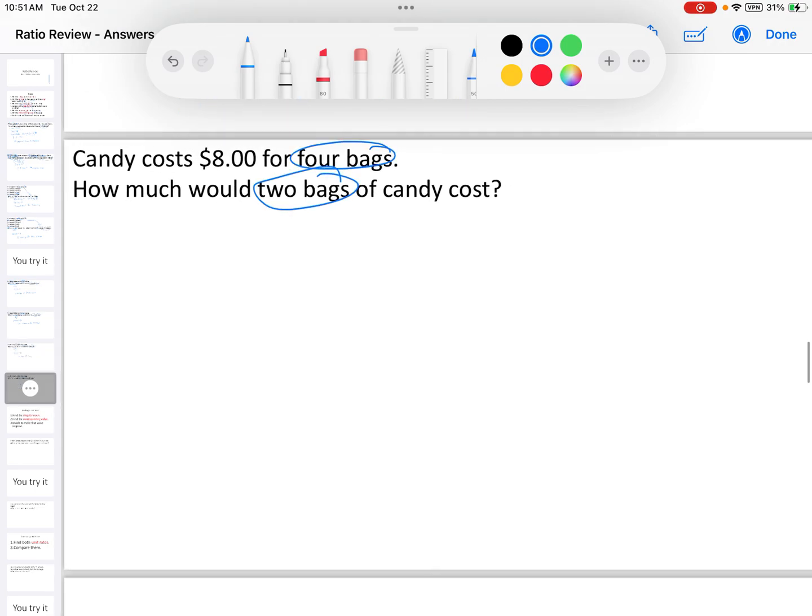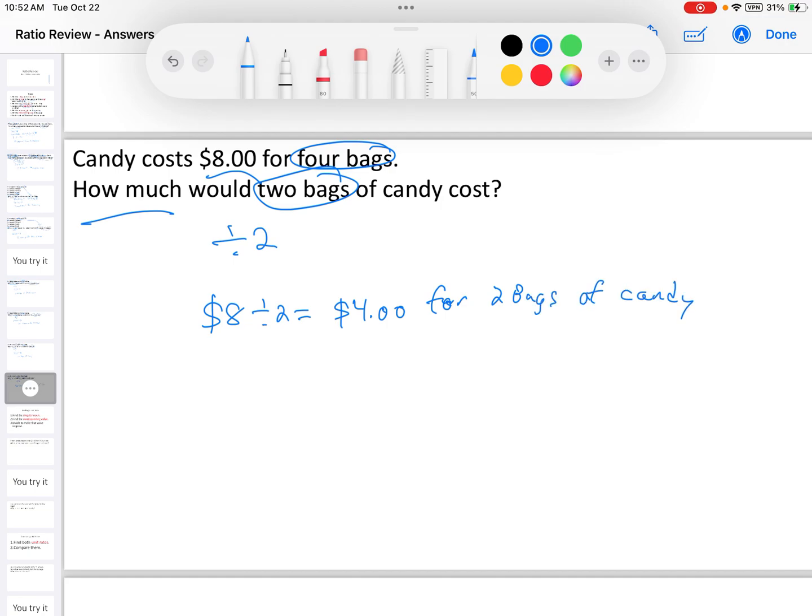This says 2 bags. This says 4 bags. To go from 4 to 2, we divide by 2. This says how much? This says $8. $8 divided by 2 is $4 for 2 bags of candy.